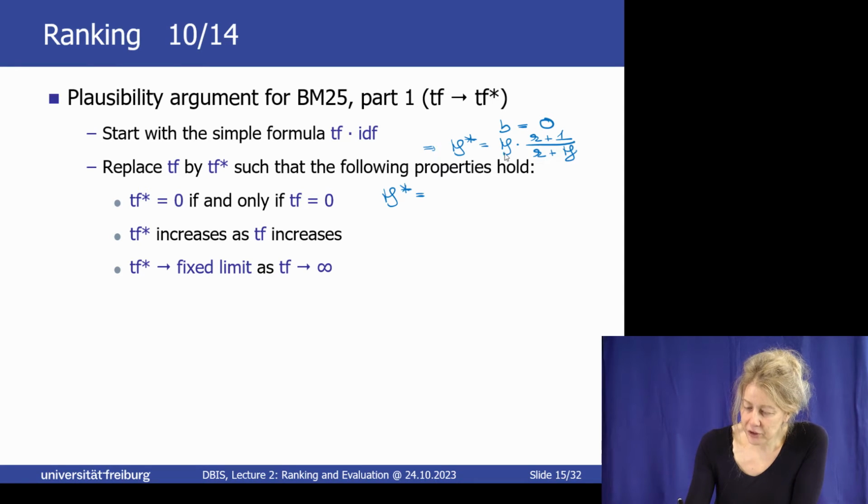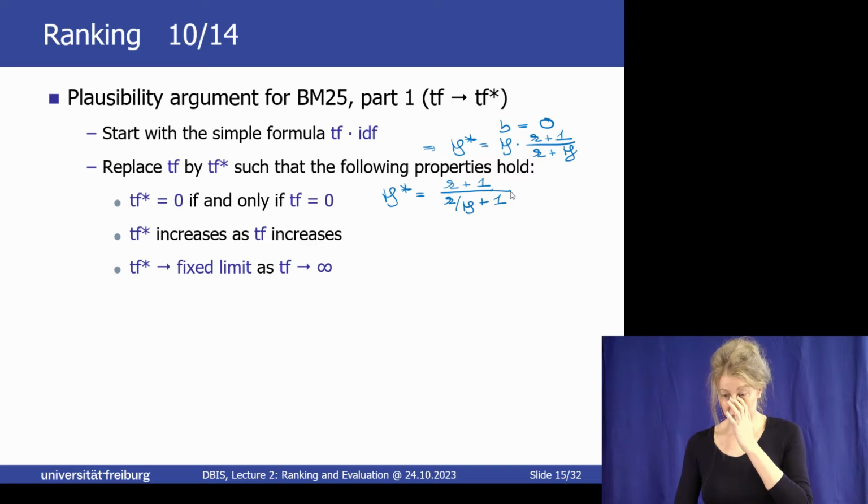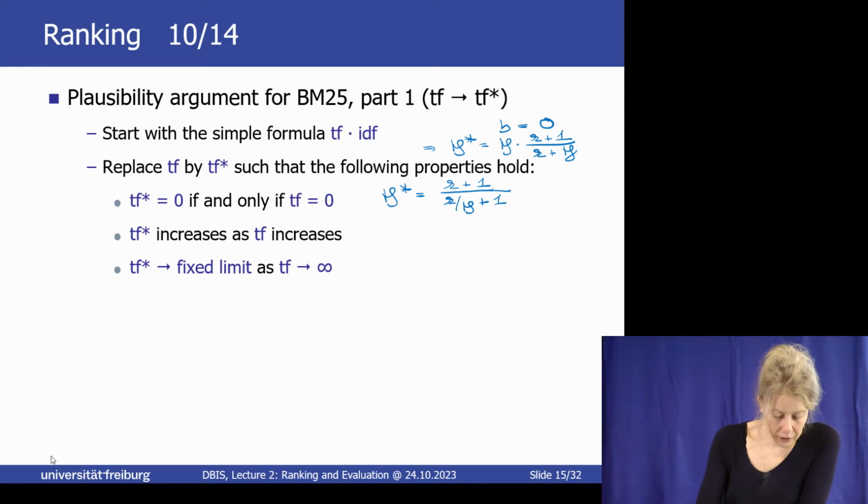Yeah, let me just divide by tf in the numerator and the denominator, then I get this. K plus 1 divided by k over tf plus 1. No, actually, I don't need this here. This was a mistake. It was misguided.